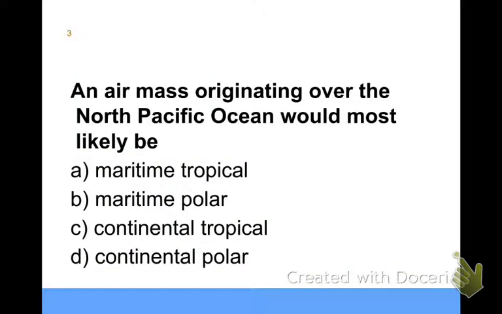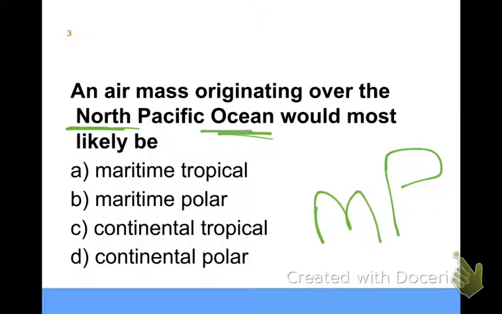Number 3, an air mass originated over the North Pacific Ocean. So this is telling you that it's in the north. We know the north to be cold, so that would be a P. And we know the ocean is a body of water, so it's going to be moist. So you know that this is a maritime polar air mass, which is why the answer was B.